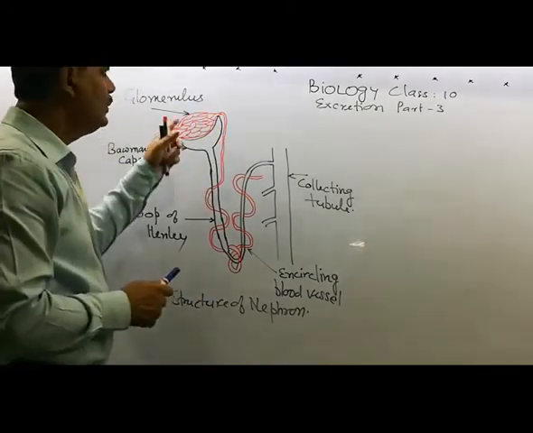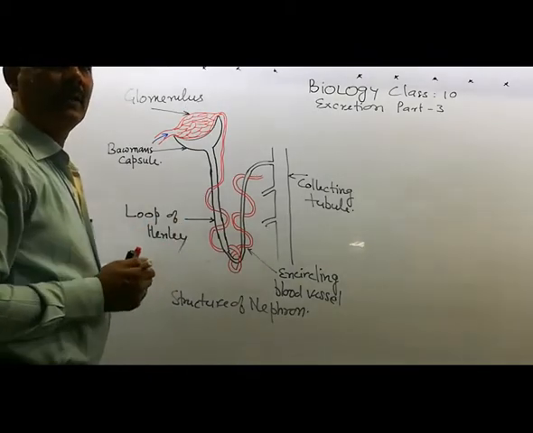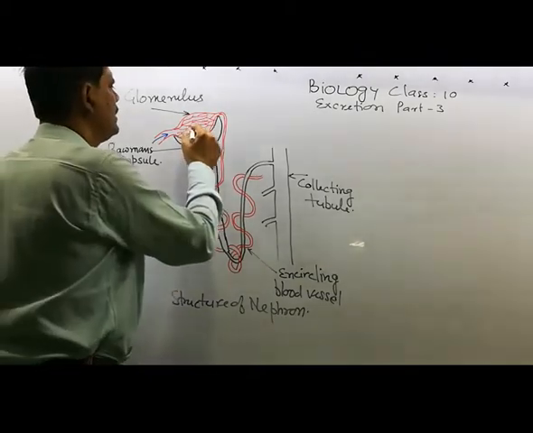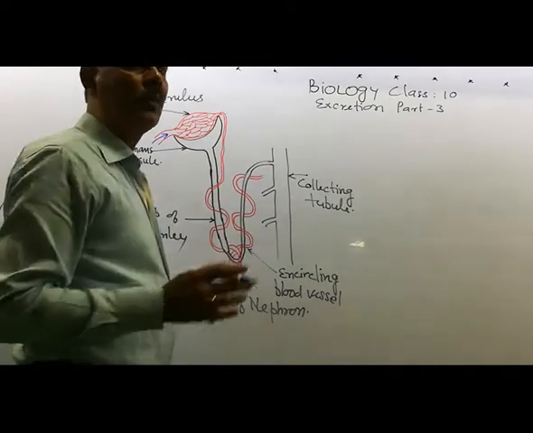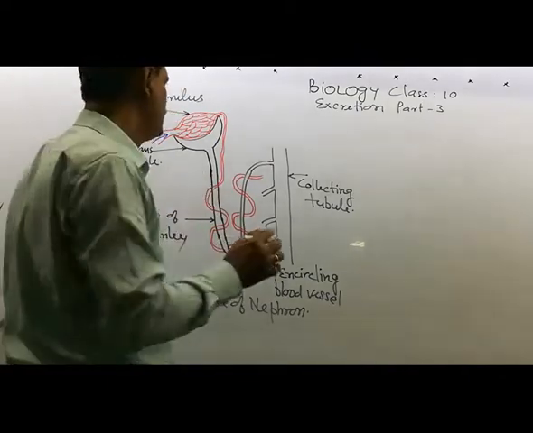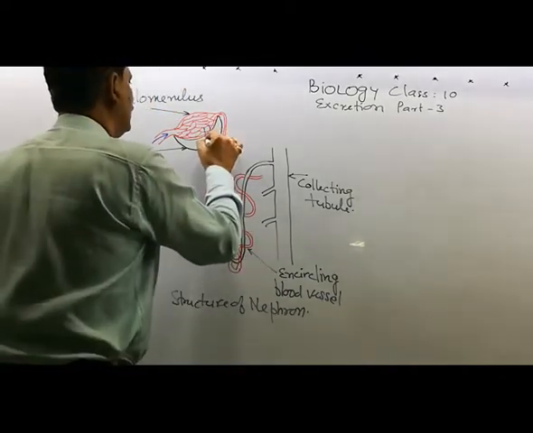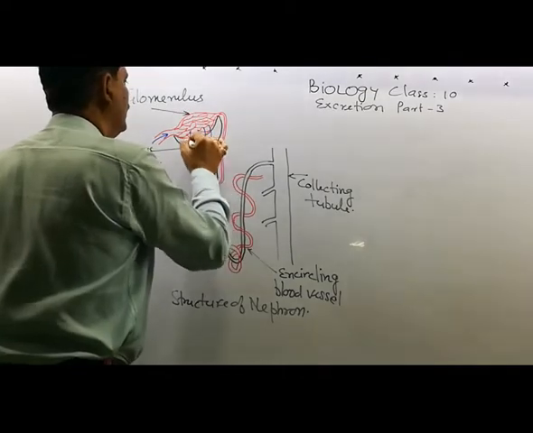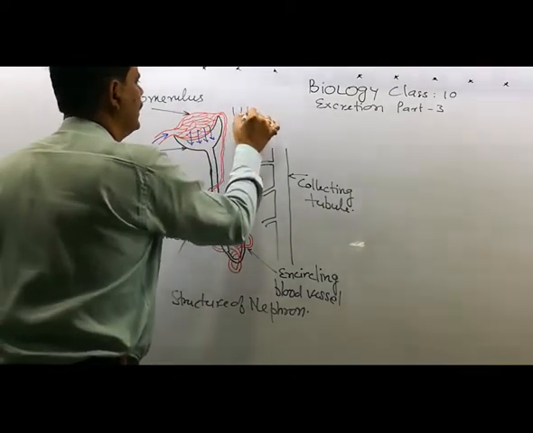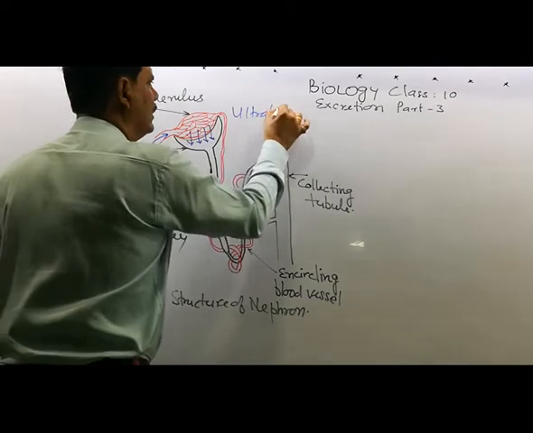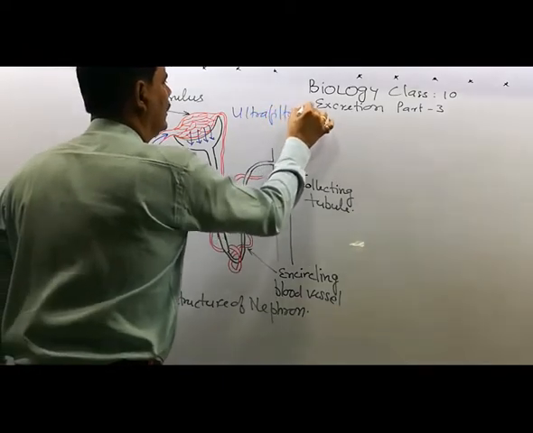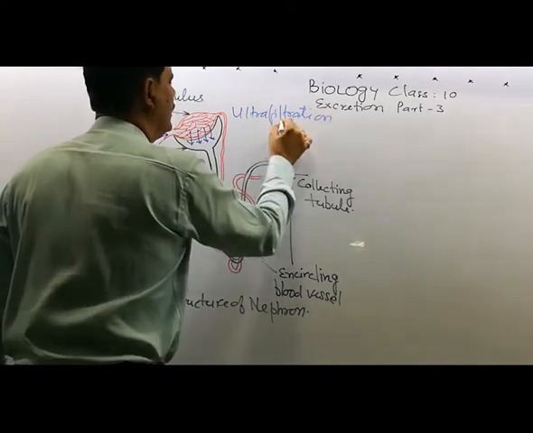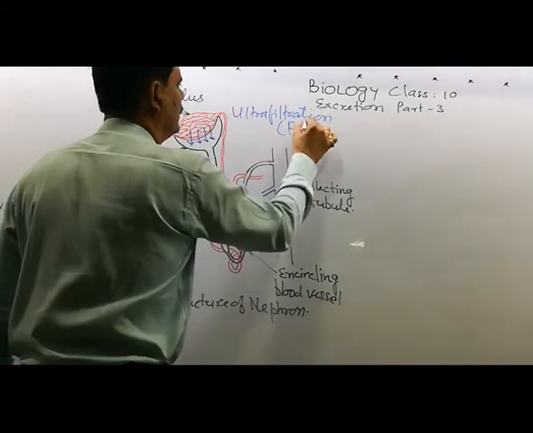Due to that pressure, the substances which are to be removed from the blood, other than the blood corpuscles, get filtered over here. This is known as ultrafiltration, that is, filtration under pressure.